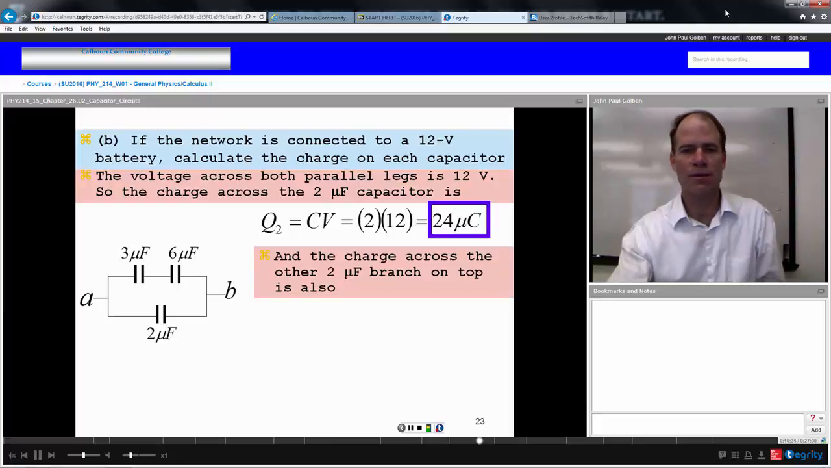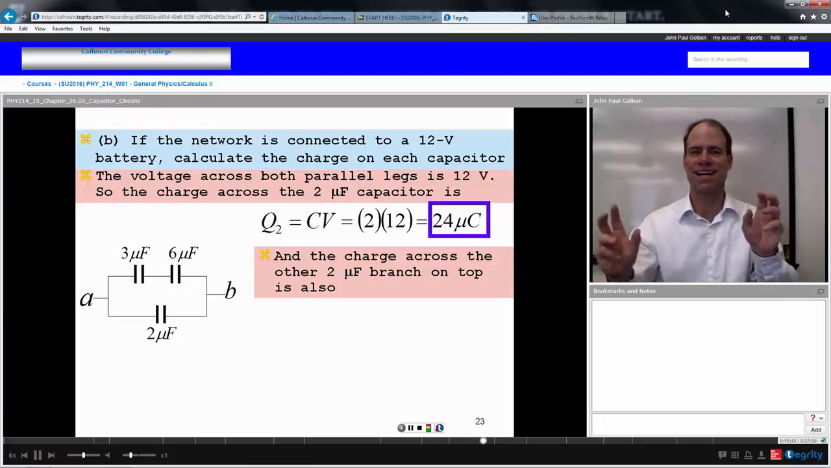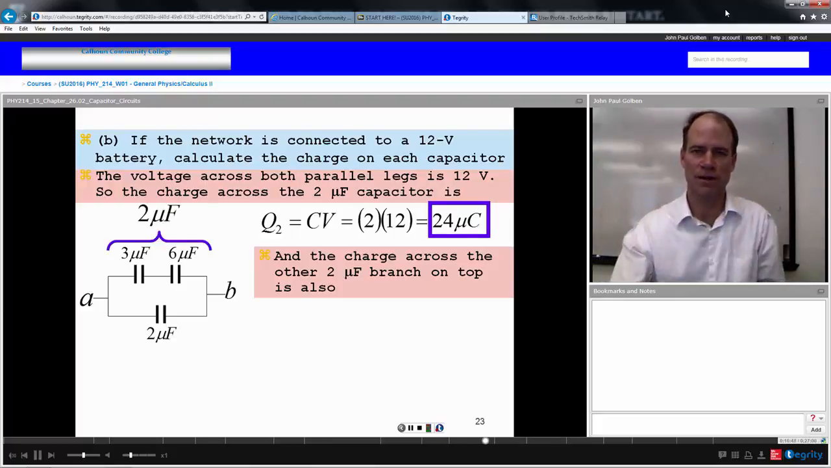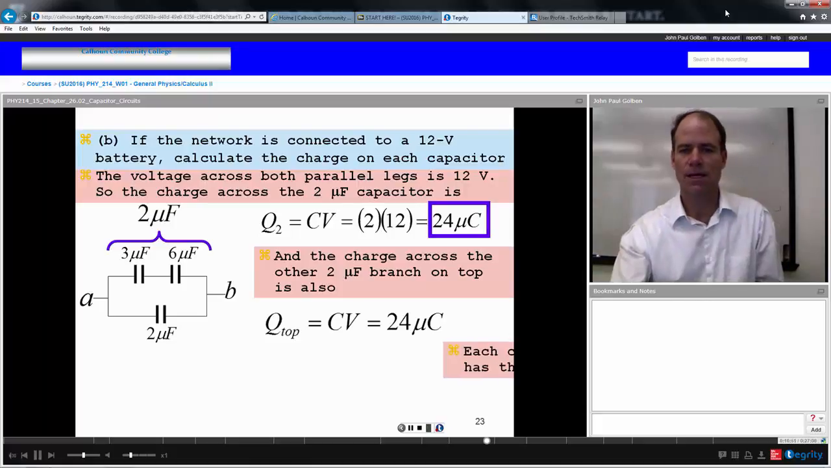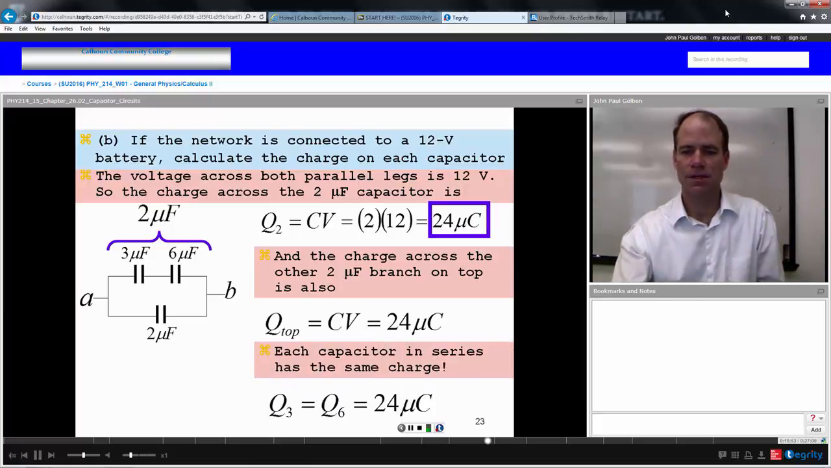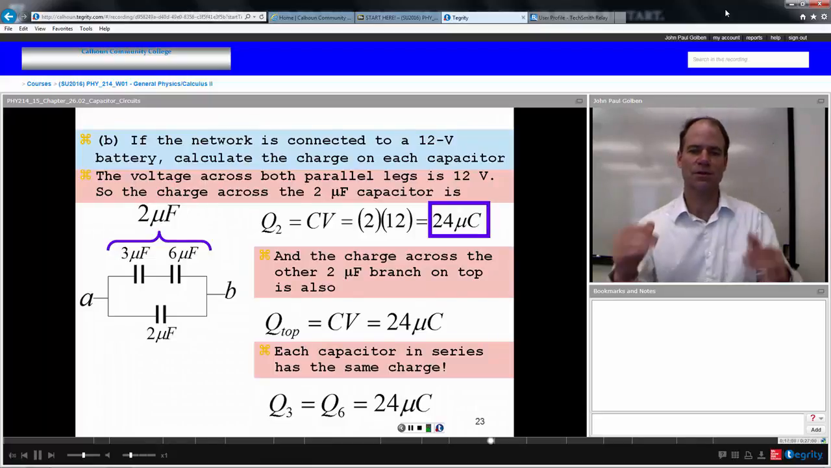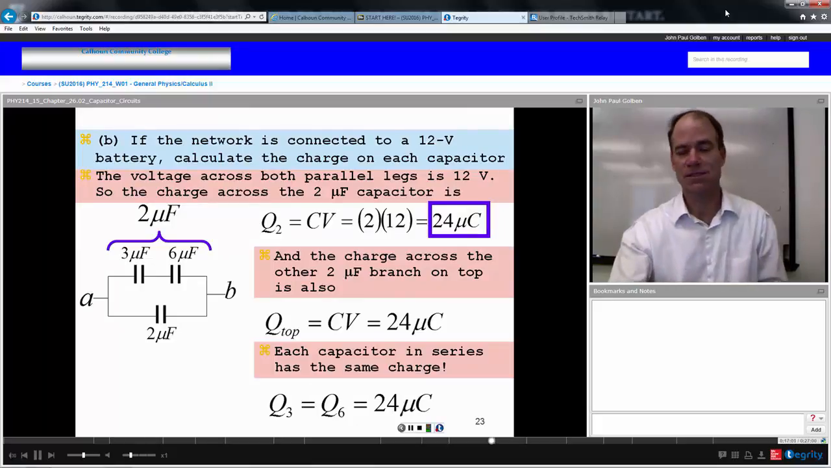But we know that things in series have the same charge, and they have the same charge as their equivalent device. So the series combination of the 3 and the 6 will have the same charge as their equivalent 2 microfarad capacitance. Hence, the 3 and the 6 have the same charge of 24 microcoulombs. And so does the 2 down below. So by coincidence, all 3 of these capacitors have the same charge.